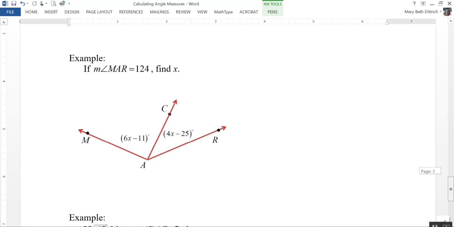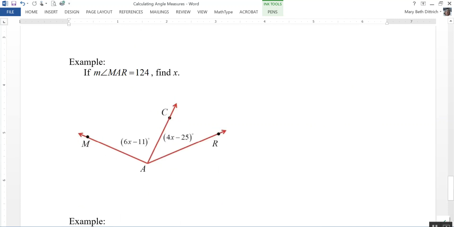Here's another example. Here we have two adjacent angles, and it says if the measure of angle MAR is equal to 124, we need to find x. So I know that the measure of angle MAC, which is this angle right here, plus the measure of angle CAR is equal to 124 because they told me that. MAC is 6x minus 11. CAR is 4x minus 25.